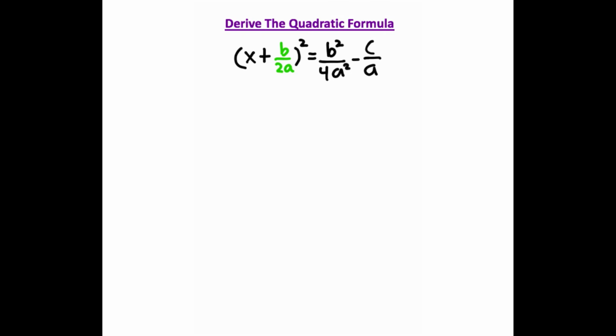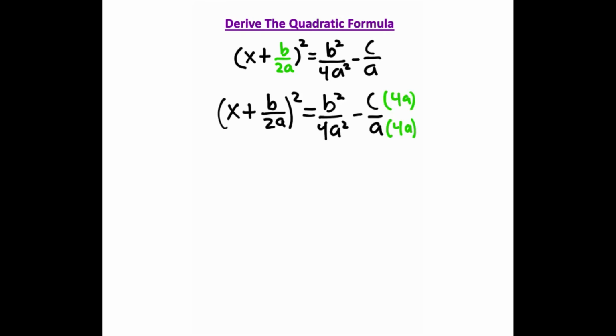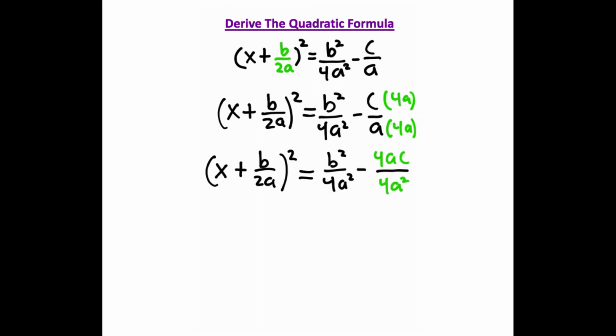And what you want to do is make the denominators the same on the right side. And you can do that by multiplying both the top and the bottom of the c over a term by 4a. That's going to give you 4ac over 4a squared. And now you can subtract 4ac from this b squared because the denominators are the same. So in this case, you're going to end up with b squared minus 4ac all over 4a squared.